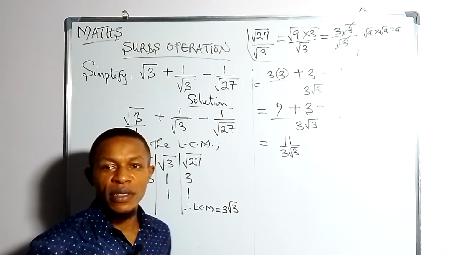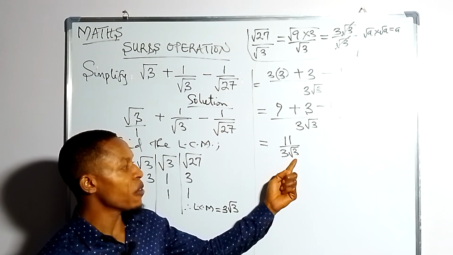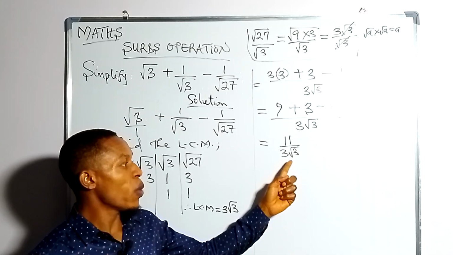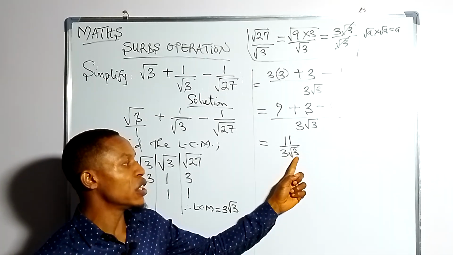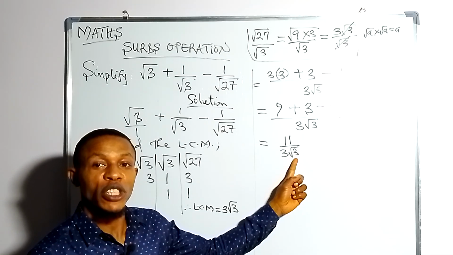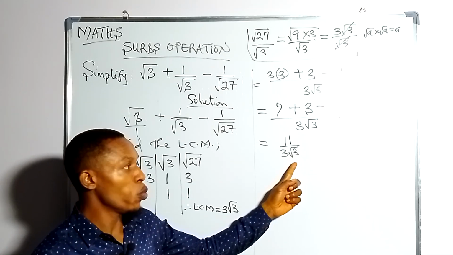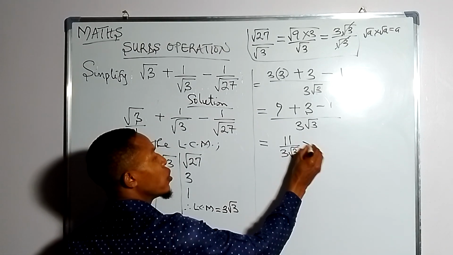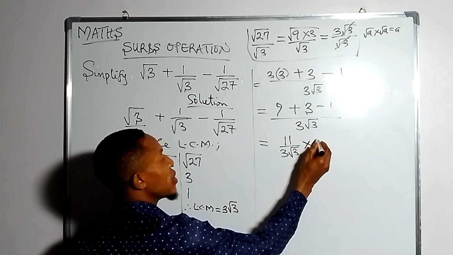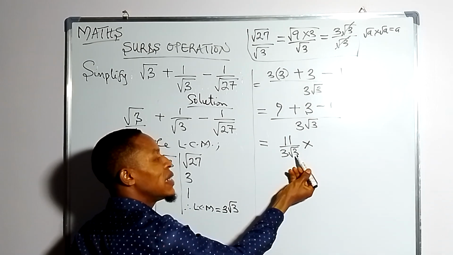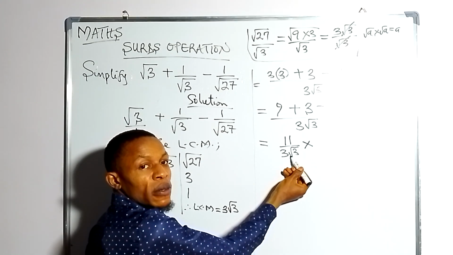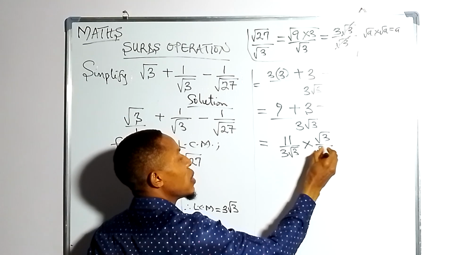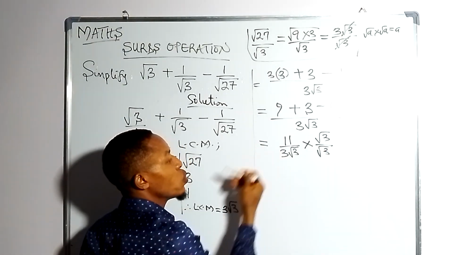But in mathematics, we don't allow the denominator of any fraction to have a surd or a root. So when we see a root in the denominator of any fraction, we do what we call rationalization. Rationalization means multiplying both the numerator and the denominator by the irrational part of the denominator. So I'm going to multiply here and here by the irrational part, which is root 3.